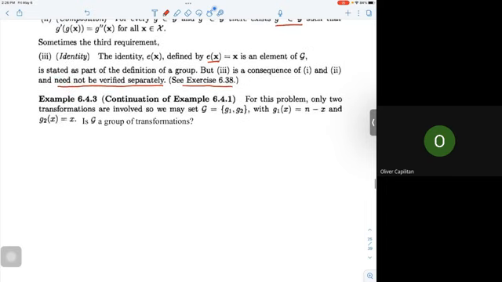Okay, so the solution: showing that script G is a group of transformations. Let's check ontoness first, because we do not know yet whether g sub 1 or g sub 2 is onto. For our g sub 1, it's a function from the sample space to the sample space. In this case, our sample space script X is actually the set 0, 1.